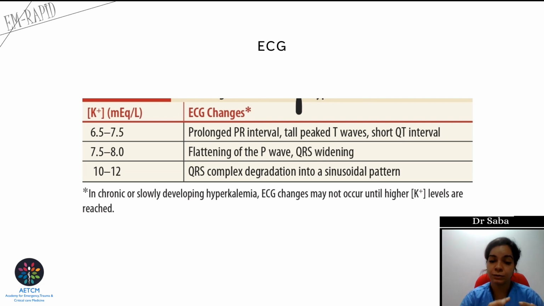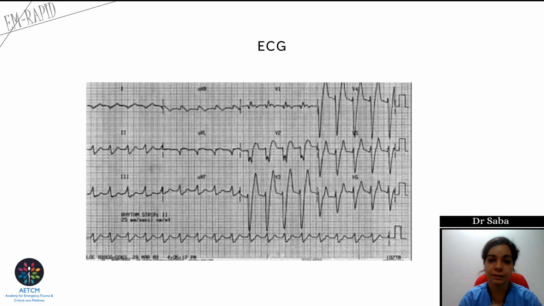So in chronic or slowly developing hyperkalemia, these changes may not be very evident until severe potassium levels are reached, like in cases of CKD patients. But whenever there is acute hyperkalemia, all these changes will be very evident on the ECG. Now here is an image of an ECG of a patient with hyperkalemia.